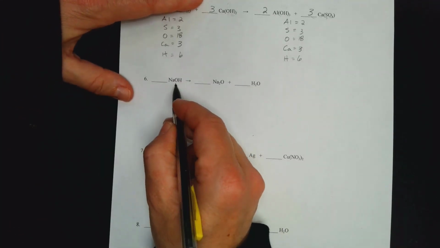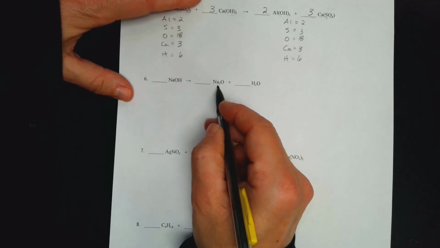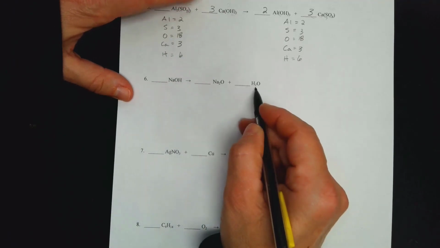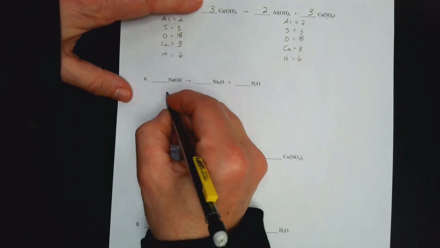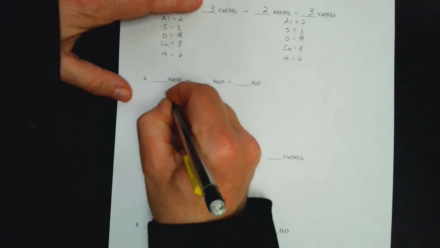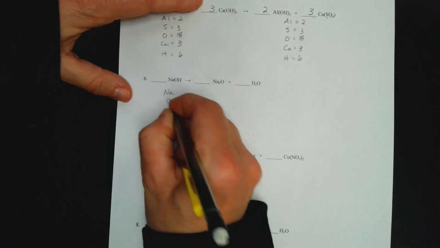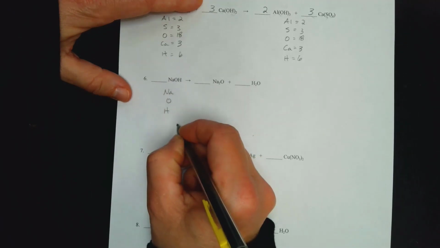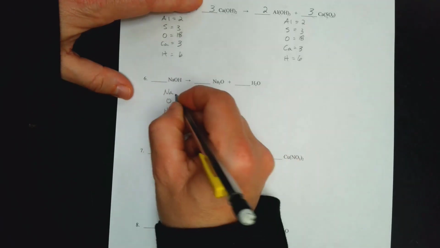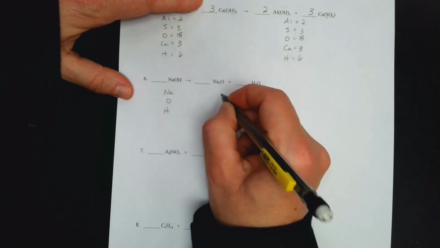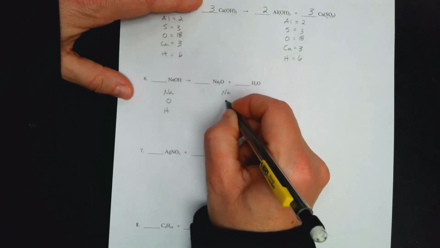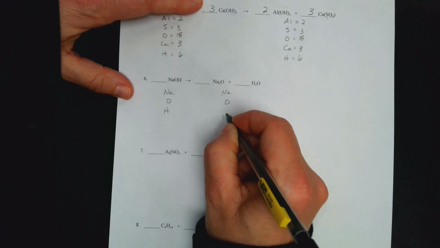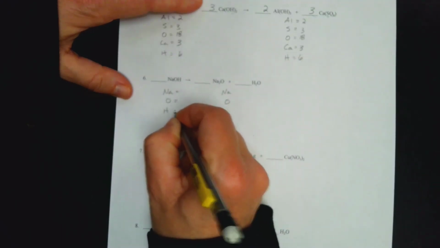So I have sodium hydroxide and sodium oxide and water. Okay, so let's go ahead and set up both sides of our equation. So I've got sodium, I've got oxygen, I've got hydrogen. On this side of the equation, in the same order, I have sodium, I have oxygen, I have hydrogen, and let's take care of getting our quantities next.